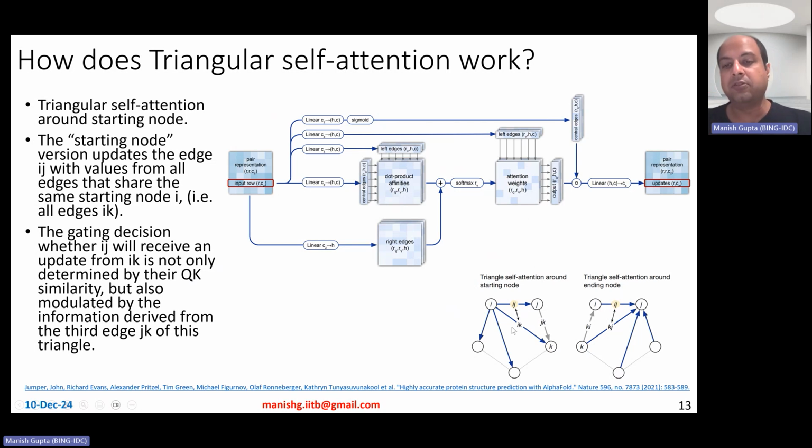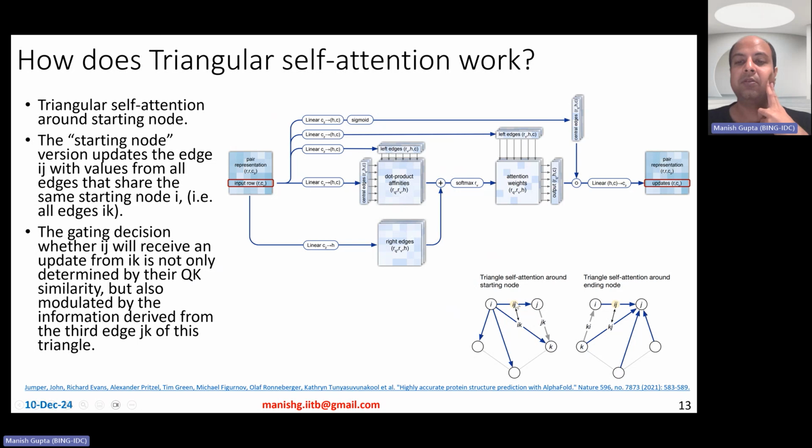The starting node version, as you see here, updates the edge information ij with values from all edges that share the same i node. So it's going to update not using jk, but using ik, ik1, ik2, and ik3, and so on. How much information it's going to get from ik is derived based on the qk similarity, but it's also derived from jk. So it's going to use jk to define the gating information, basically how much information transfer should happen between ik and ij.